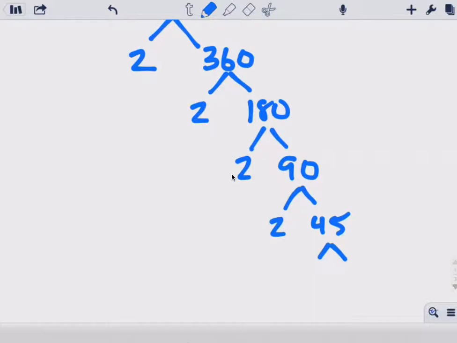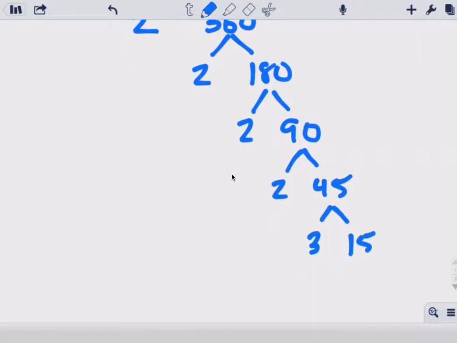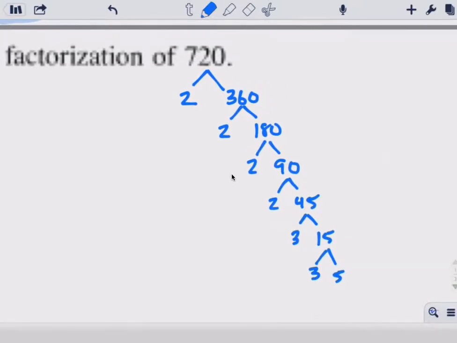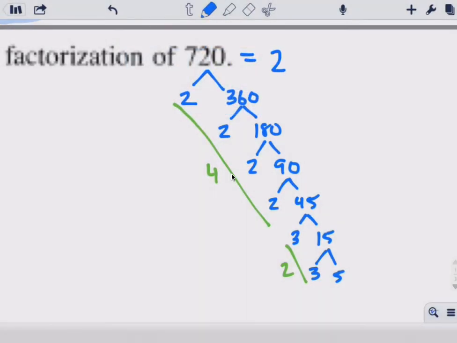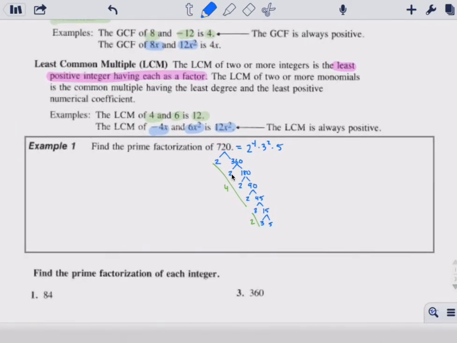3 goes into 45, 15 times. Then 3 goes into 15, 5 times. So that means the prime factorization of 720, I have 4 2's, 2 3's, and 1 5. So that makes it 2 to the 4th times 3 squared times 5. That is the prime factorization of 720.